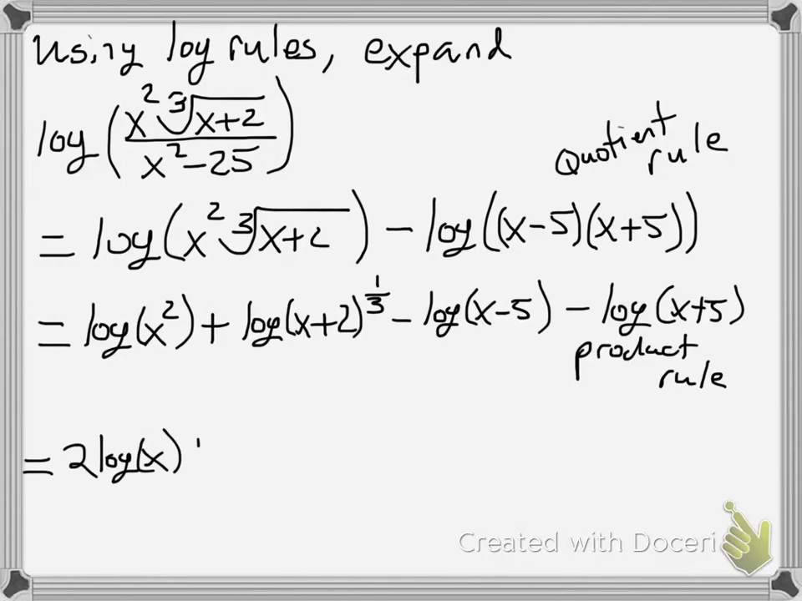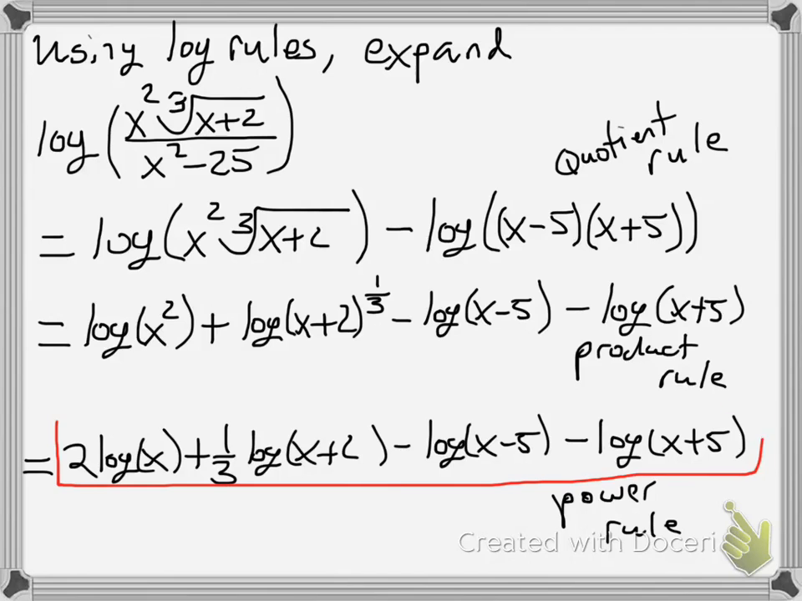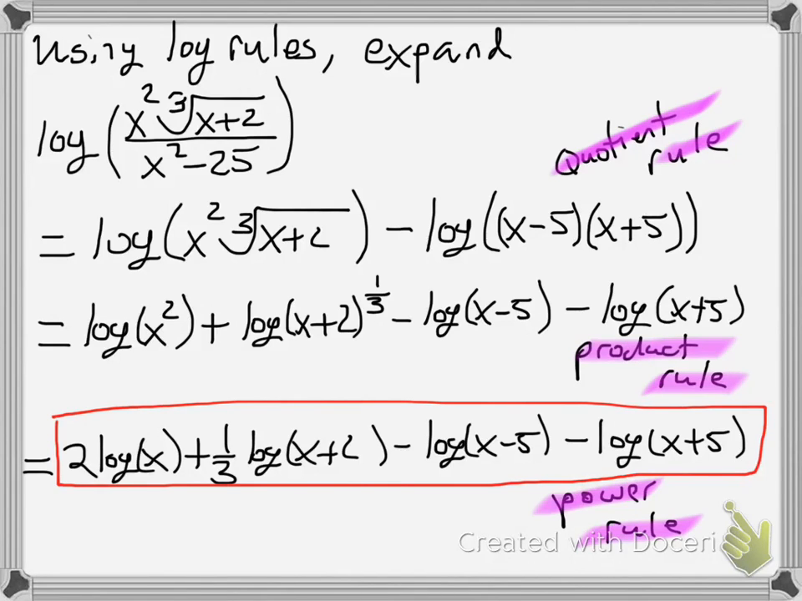And then finally we're going to use the power rule to bring down those exponents. So 2 log x plus 1/3 log of x plus 2 minus log of x minus 5 minus log of x plus 5. So there's our final answer using the quotient rule, product rule, and power rule.